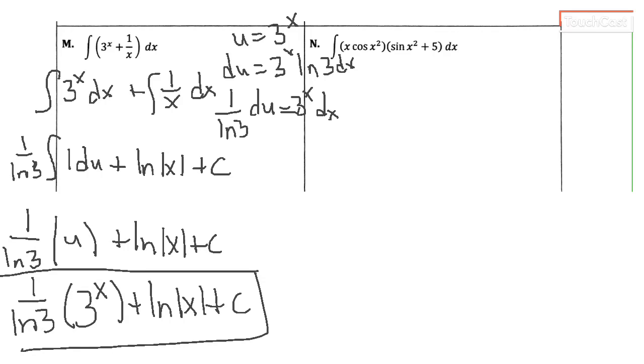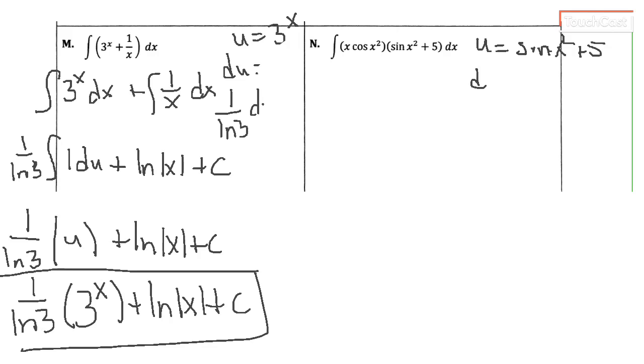Okay, I'm going to erase a little bit of what we had going on with this problem, just so we can do problem n. Just get that stuff out of n's space. So n, we've got the integral of x cosine x squared times sine of x squared plus 5. This time I'm going to let u equal, I've got 2 sets of parentheses. A little interesting. I'm going to take that second set. I'm going to let u equal sine of x squared plus 5.